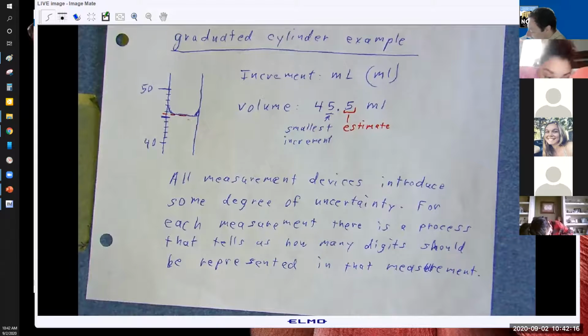All right. So all measurement devices have some degree of uncertainty, and there's a process that tells you how many digits you should represent in that measurement. This is sort of a standard, if you will, that people use for metric devices. I'm trying to think of what we would do in inches. I've sort of rounded in inches too, because we measure down to tenths of an inch.